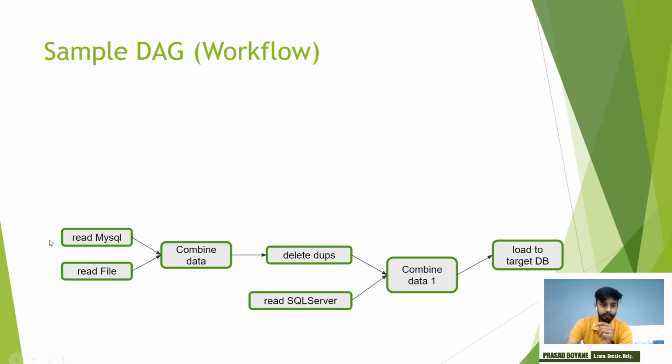The green sections you are seeing here, these are nothing but tasks. Okay, and the arrows are nothing but dependencies. So it's very easy to understand.